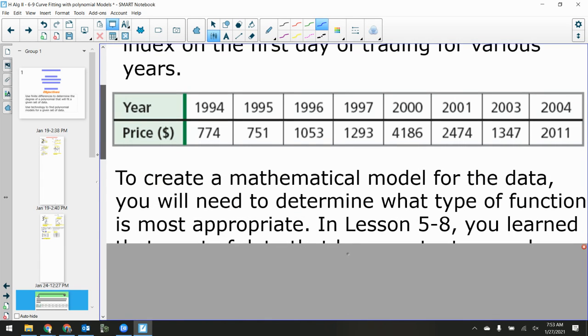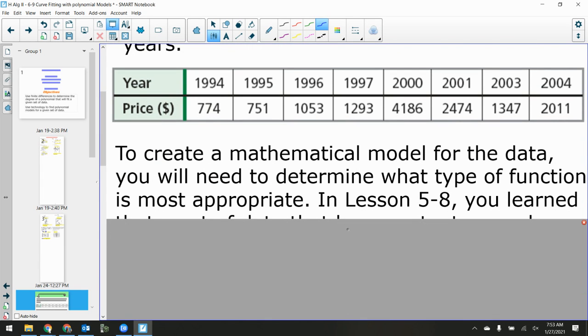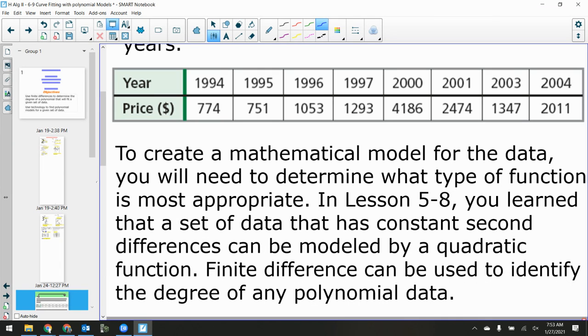Now, to create a mathematical model for the data, you will need to determine what type of function is most appropriate, right? It's not easy to see what model is most appropriate here, especially when you're working with something like a stock, right? Because it's going all over the place. We're not really sure what's going on.